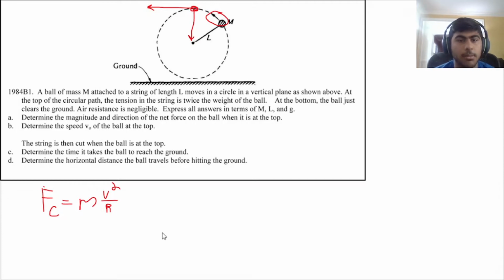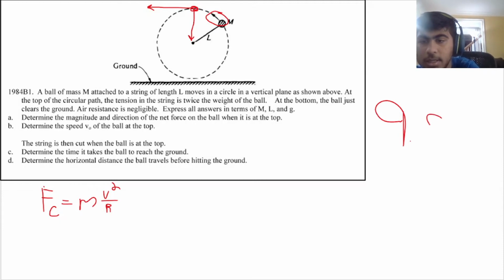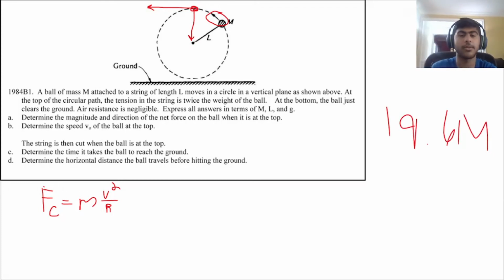But they did say that at the top of the circular path, the tension in the string is twice the weight of the ball. So let's think about what that means. What does the weight of the ball mean? The weight of the ball is 9.8 m. Twice that would be 19.6 m. The 19.6 m is what we're working with right now: the tension in the string at the top is twice the weight of the ball.